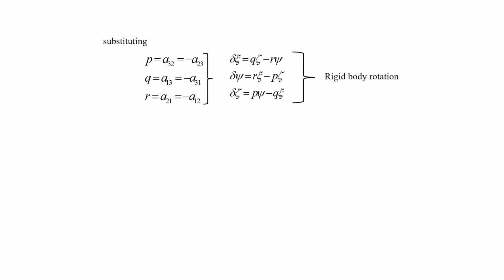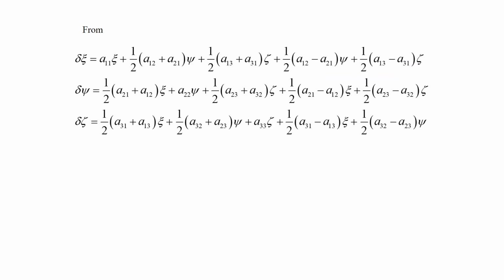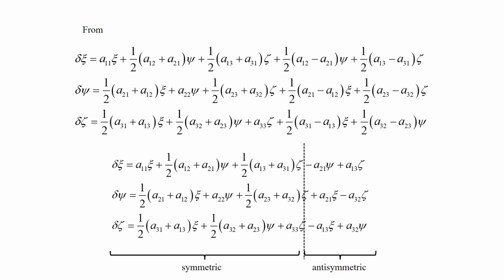So, whenever we have such transformations, we have to see which part is rigid body rotation. The rest of the part basically corresponds to the deformation. So, here for example, from this equation that we wrote earlier of delta xi, delta psi and delta zeta, we have now these two parts essentially: A11 xi plus a half of A12 plus A21 psi plus half of A13 plus A31 zeta, and then minus this part.